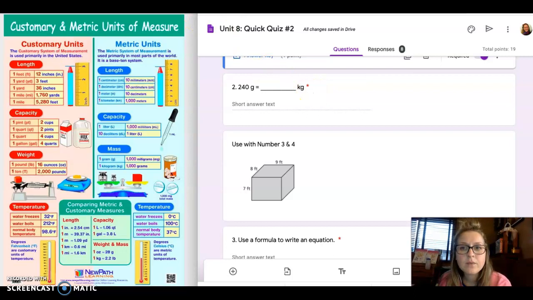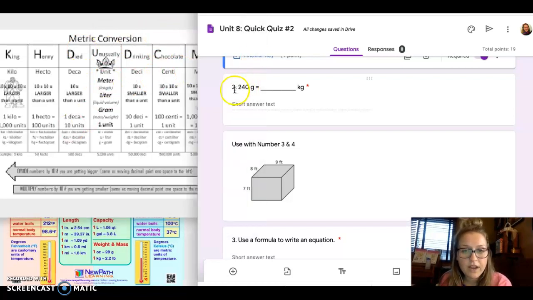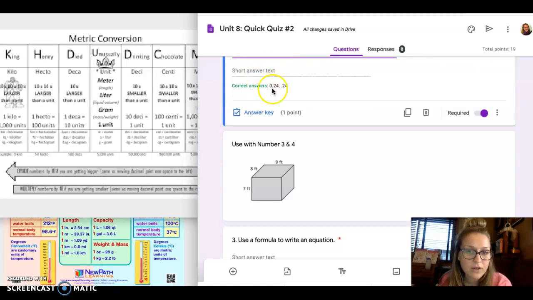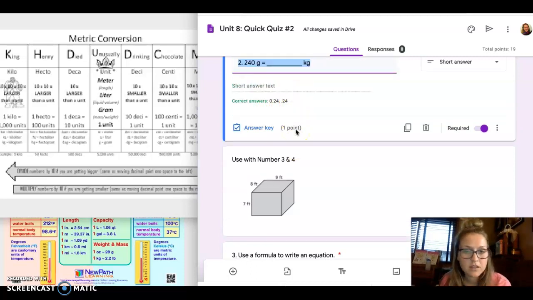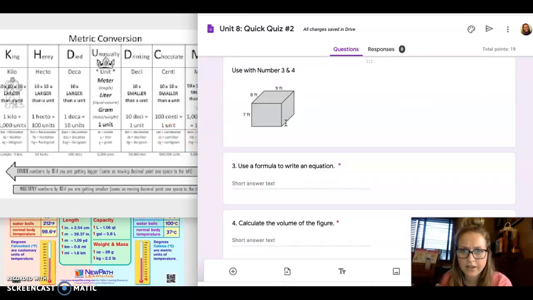Okay. This is where I would pull up that King Henry died unusually drinking chocolate milk. So we have a gram is your unit, right? And then we're going to go to kilograms. So we're going to move it 1, 2, 3 times. And we're making it smaller, so we're going to divide. So if I have my decimal here, I'm going to go 1, 2, 3 times. So the correct answer is 0.24 or 24 hundredths of a kilogram. Make sense? Got it? Got it, good.